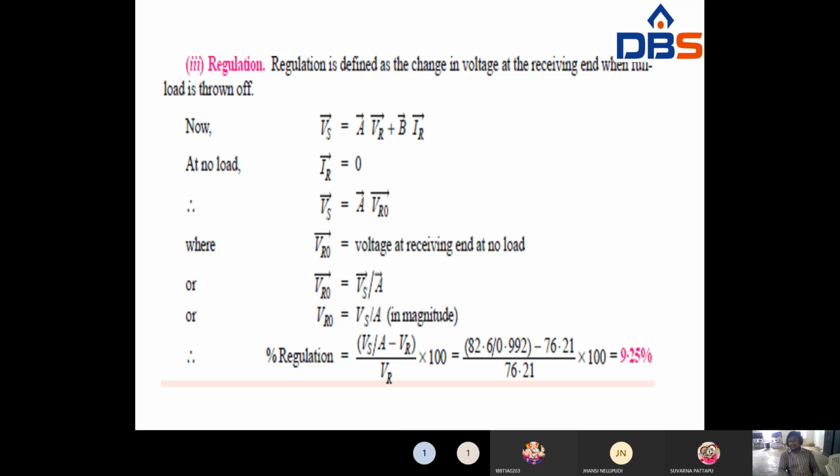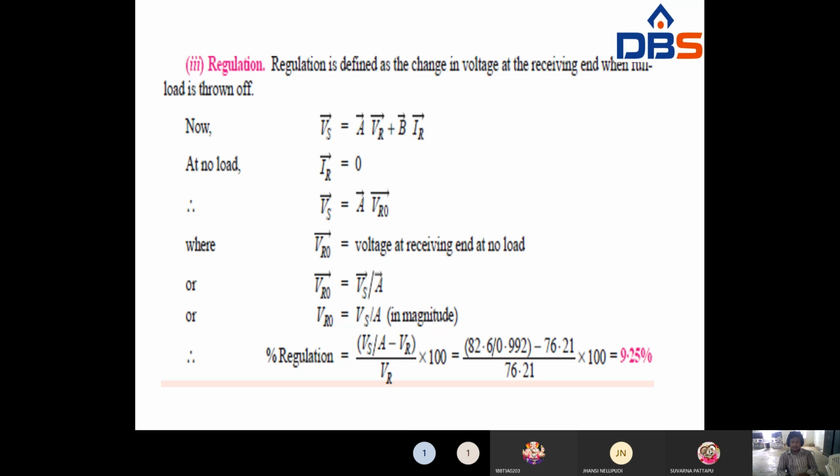Regulation is defined as the change between receiving end voltage and sending end voltage, expressed as Vs minus Vr by Vr. So we have to derive the regulation for a short transmission line. In terms of ABCD constants, we know Vs is equal to AVR plus BIR, right? At no load, is there any current? At the receiving end there is none, so IR is 0. When IR is 0, B becomes 0, constant B is 0. That means A is equal to Vs by Vr, right?